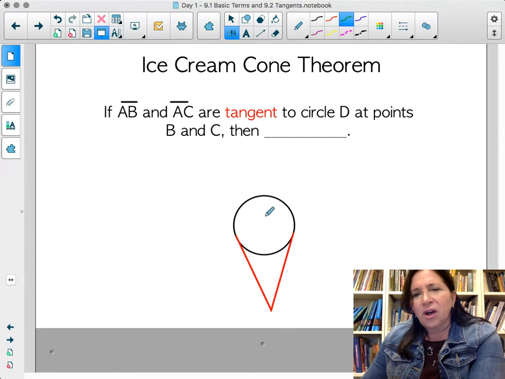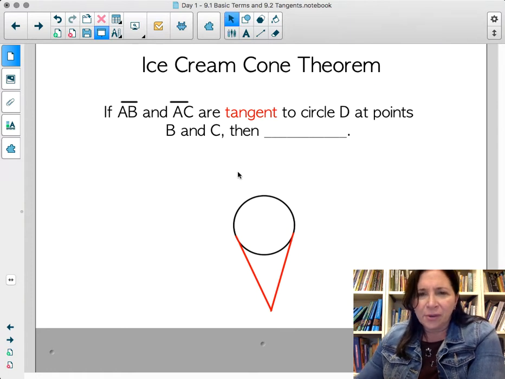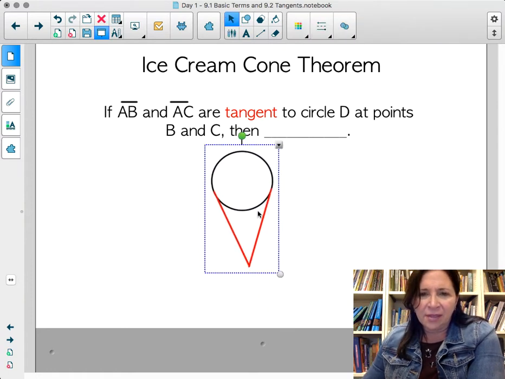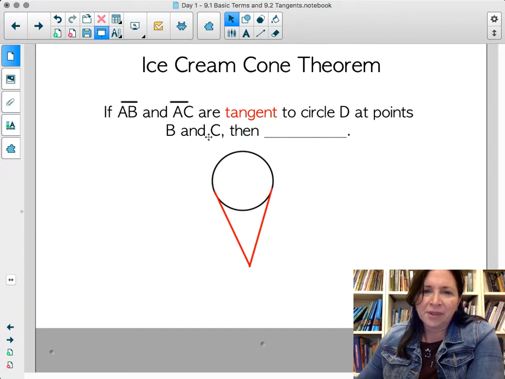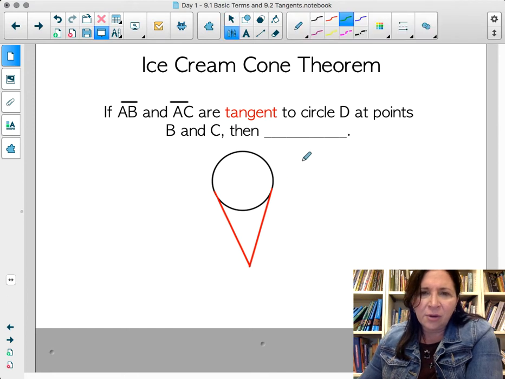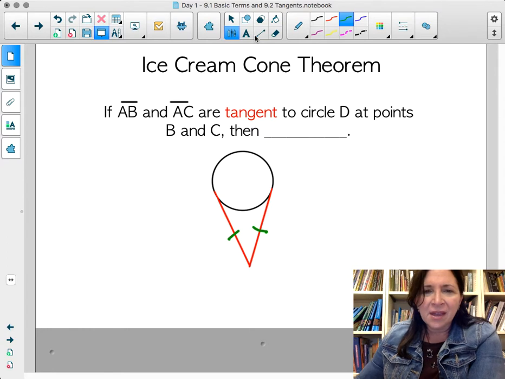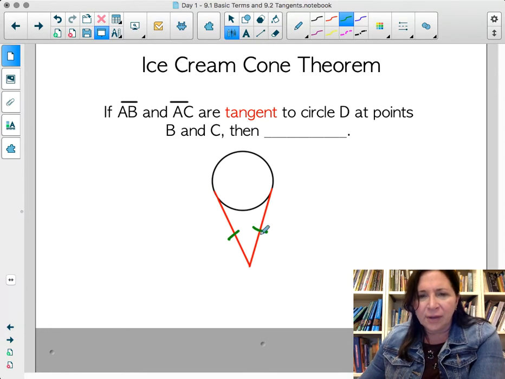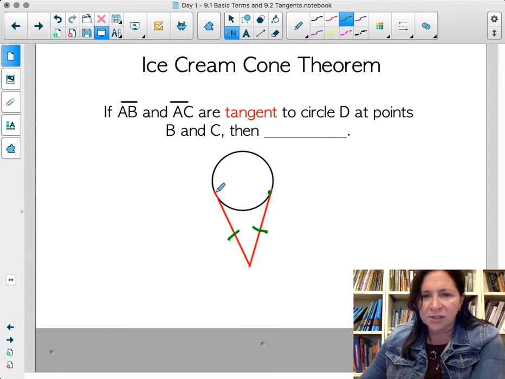We also have something called the ice cream theorem. This is, again, not a thing. It's not a thing, okay? Not a real thing, but we call it the ice cream cone because you know that when you're eating an ice cream cone and you're holding your cone in your hand, you know that these sides have to be the same. So what's happening is you've got a circle with two lines that are tangent at a point of tangency.